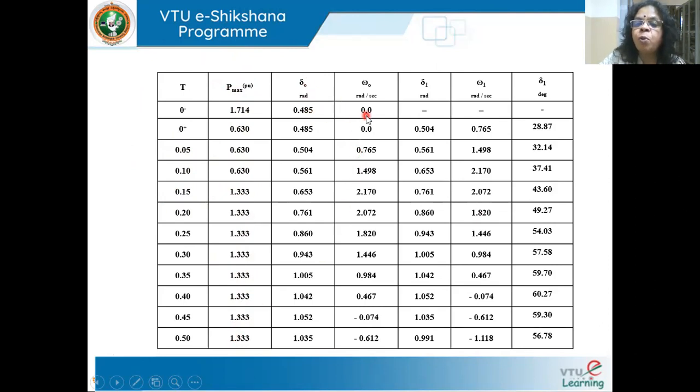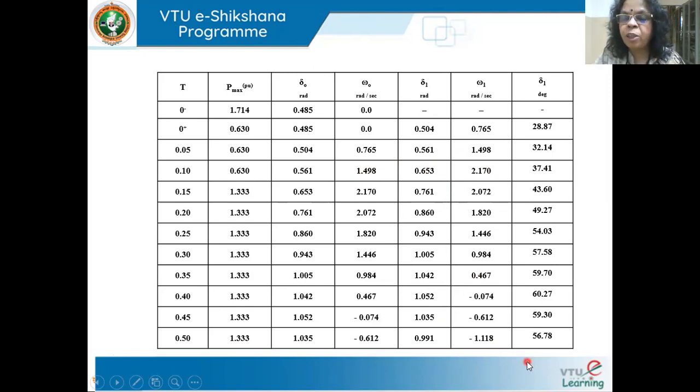Then you have initial value of delta naught. You start with omega naught equal to 0, right? So you see here with delta naught, omega naught, I update delta 1 and omega 1. This is in radians. I have put this in degrees. Now, what do I do? In the next iteration, this delta 1, omega 1 will become the delta naught and omega naught for the next step. Then again, I use the equations and I calculate delta 1 and omega 1. Then this delta 1 and omega 1 will become delta naught and omega naught in the next time step. And so like this, we go on and on.